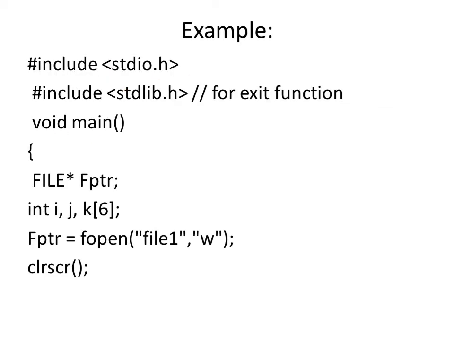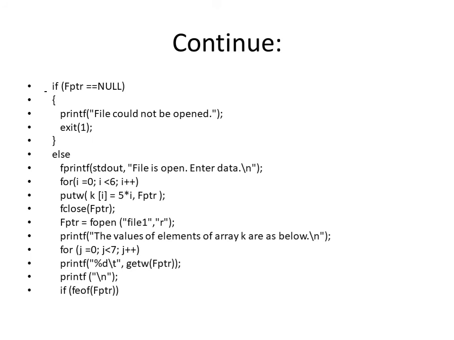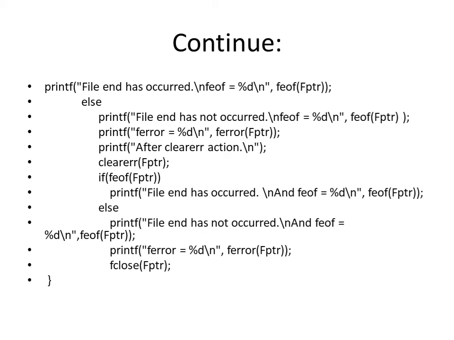For that reason, I am using a looping condition and printing those things. Here you can see that if feof, that is end of file, is true, the file end has occurred and it will print the respective message. Otherwise, if it is false, the file end has not occurred and it prints the respective message. Then clearerr clears the error of the file.